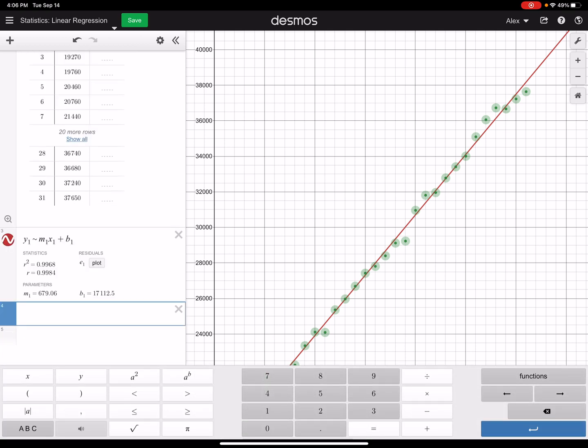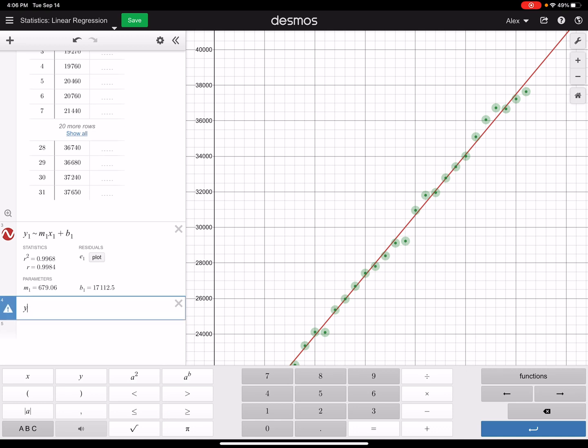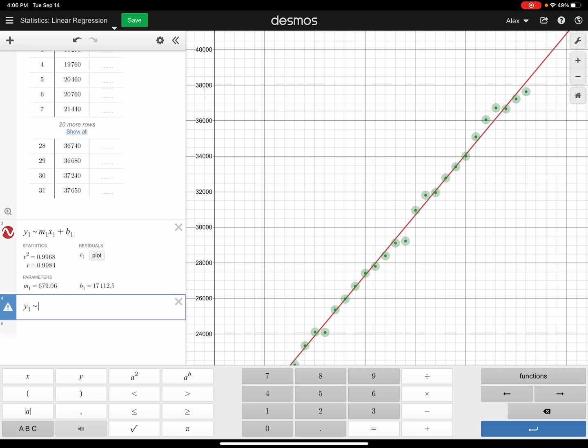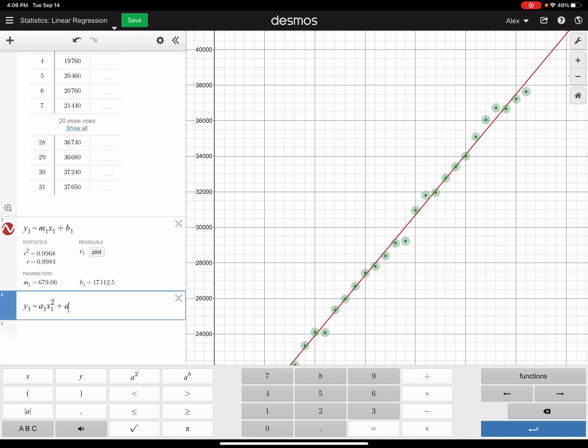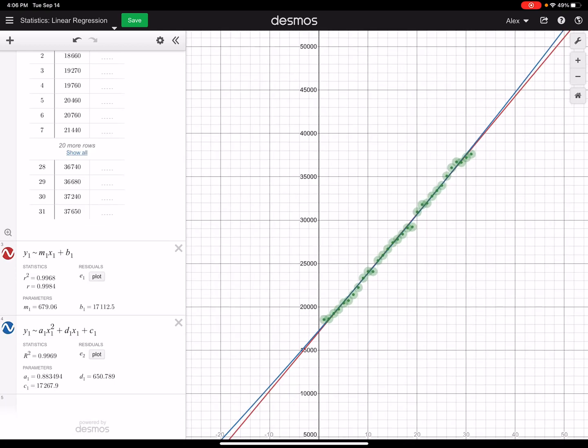If I wanted to instead consider a quadratic regression curve, that's the shape of a parabola, I would do y1 tilde a1 x1 squared plus, I don't know if I want to call this B1, I'll call this D1 x1 plus C1. Okay, this gives us, let me get rid of the line for a sec here.